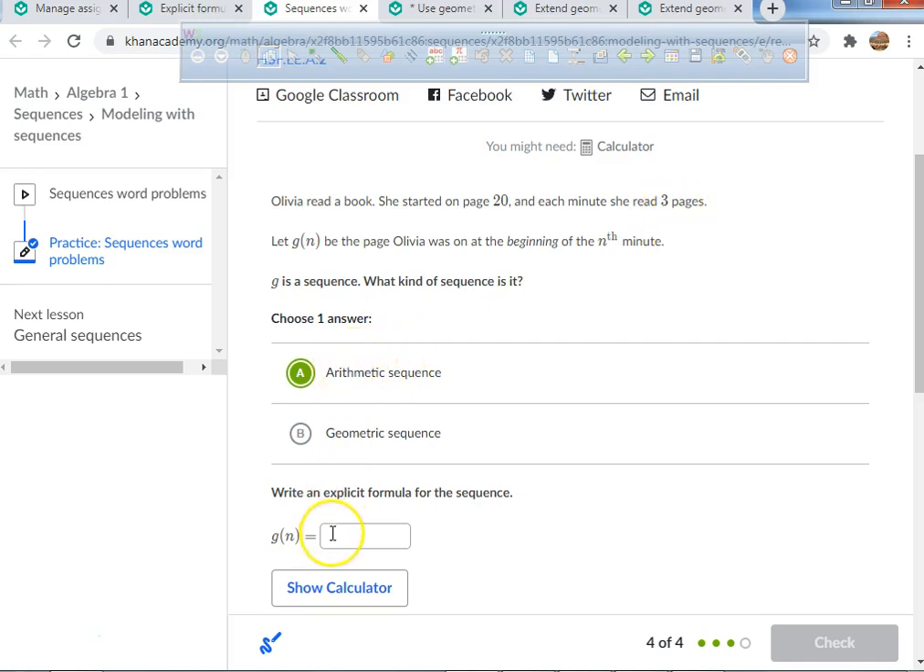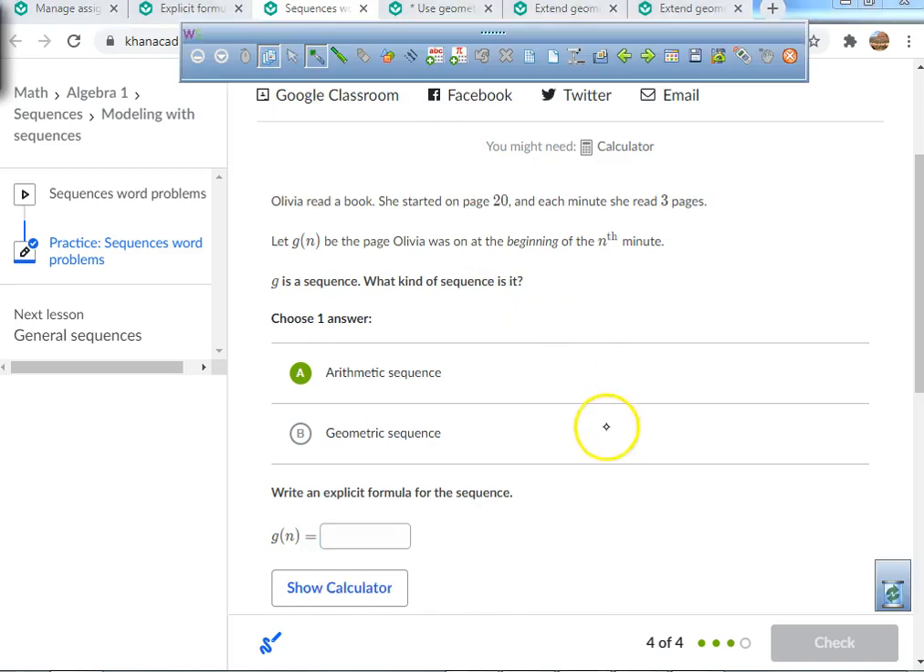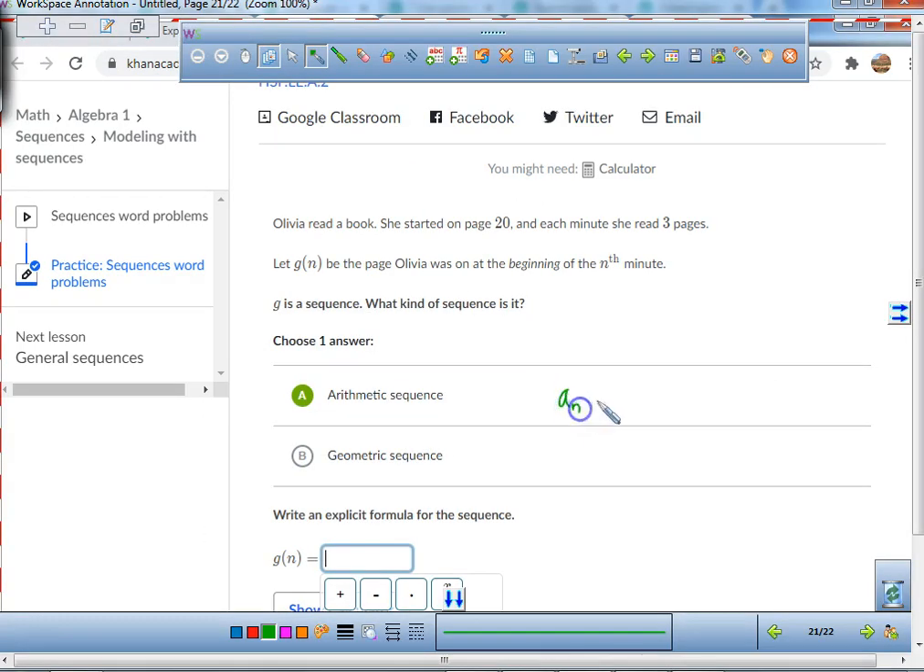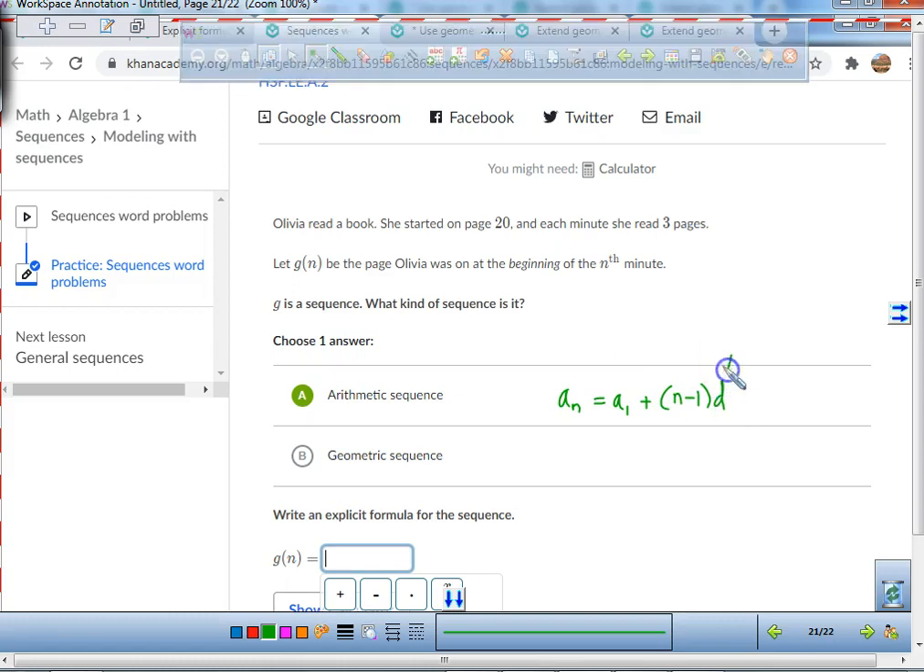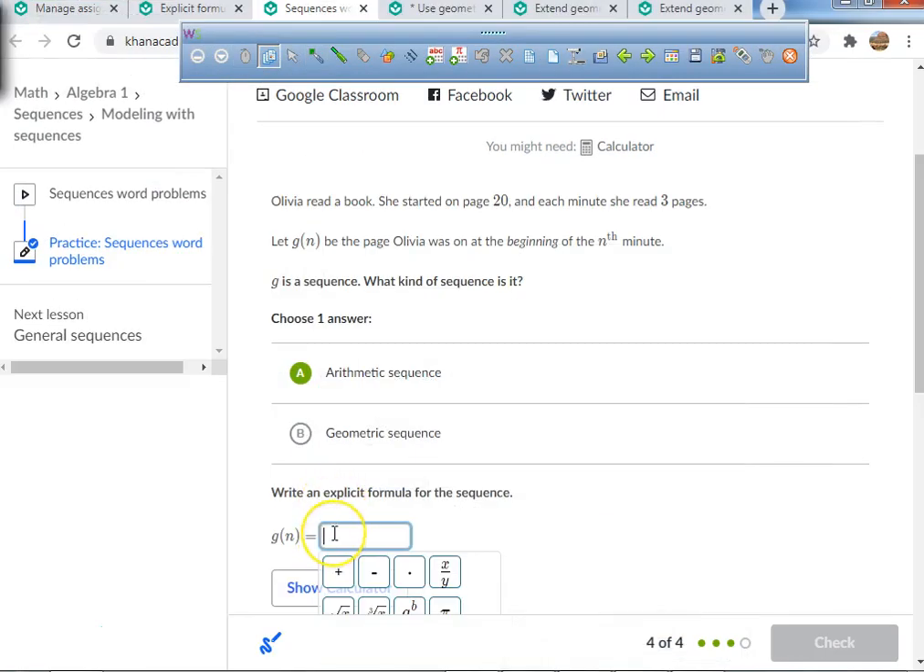So this is arithmetic. We're writing a formula. So this is making it a little bit harder. Let me rewrite the formula here. We have a of n equals the first term plus n minus 1 times the common difference. The common difference is 3, and the first term is 20. So I'm going to put 20 plus n minus 1 times 3. But you could also write it as 20 plus 3 times n minus 1. So that's what I'm going to do. She's on page 20, and then we're adding 3 times n minus 1, just like that.